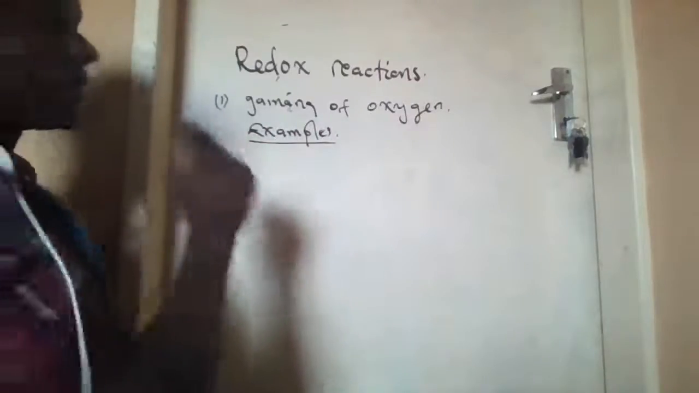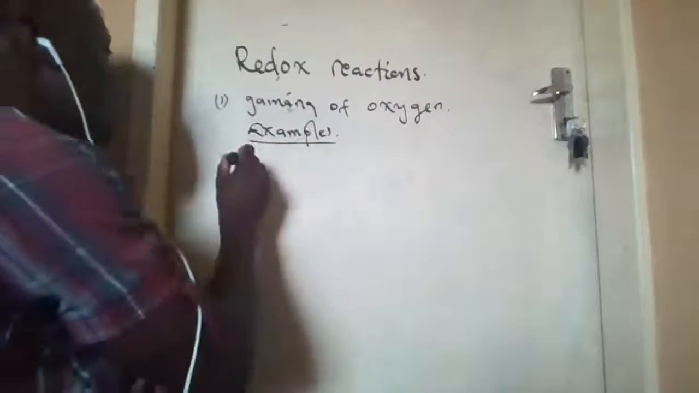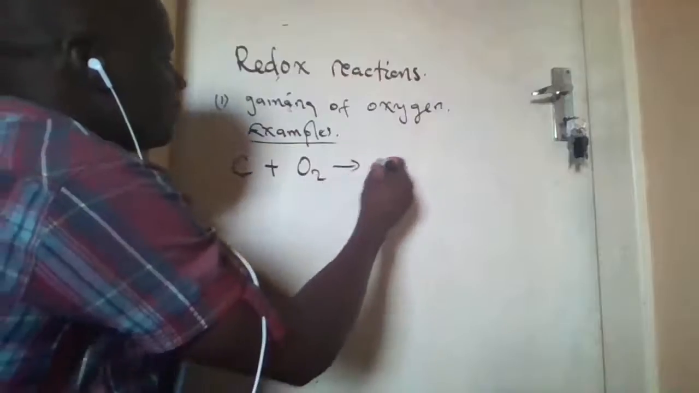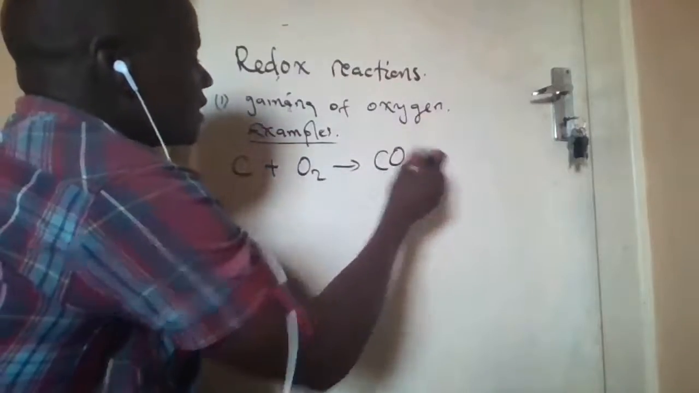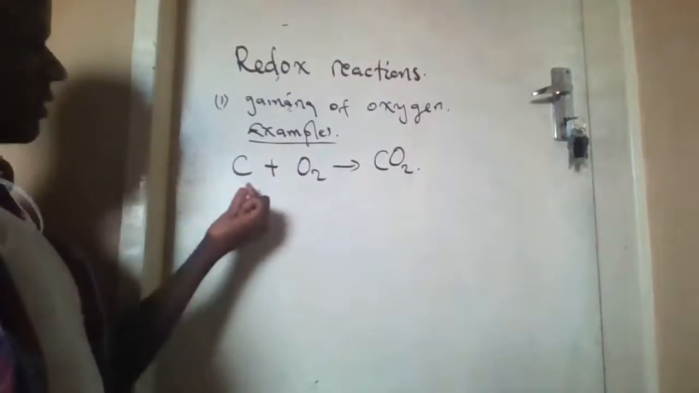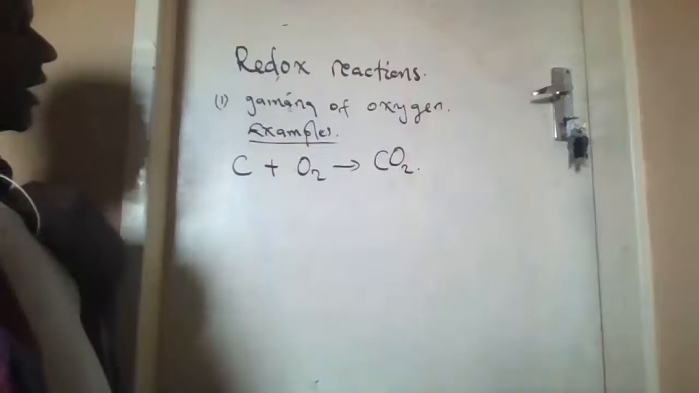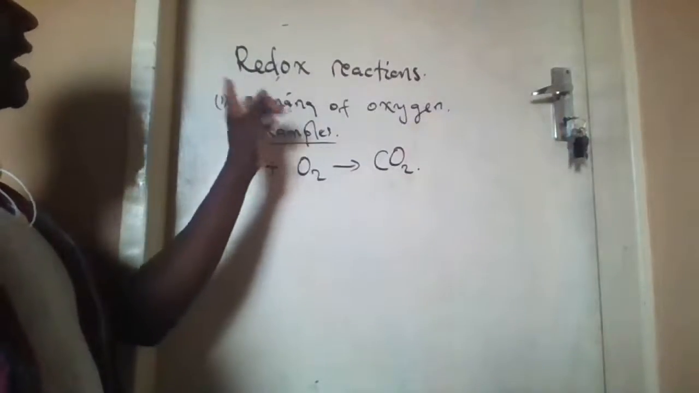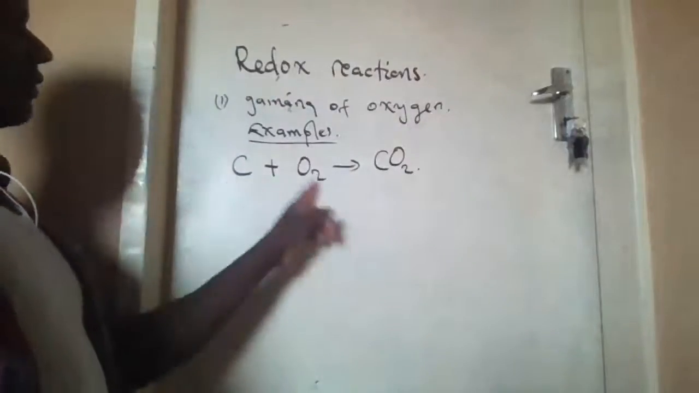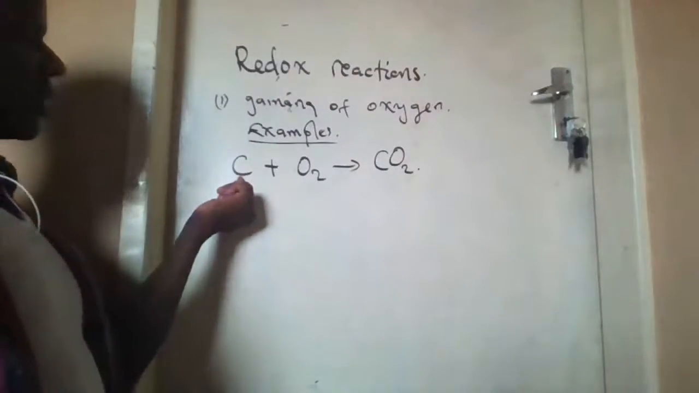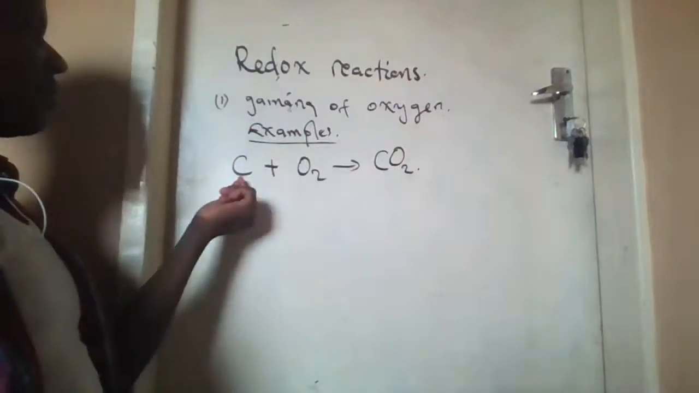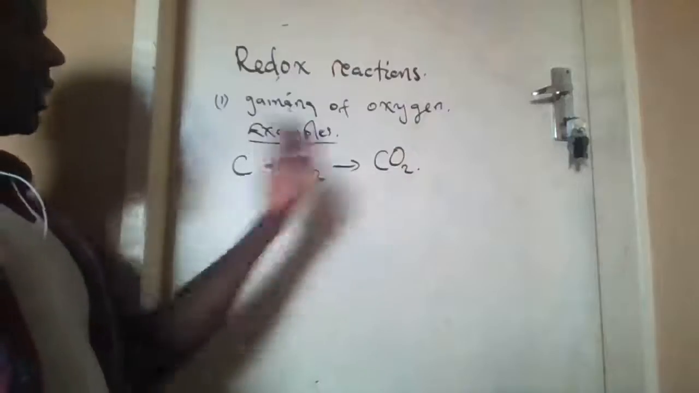Examples in which you can define oxidation in terms of the gaining of oxygen. One, you can have carbon. Carbon reacts with oxygen, then you form carbon dioxide. So in this example, we have got two chemical species. We have got the carbon, we also have the oxygen. But we are saying that the oxidation is going to be defined in terms of gaining of oxygen. So which one of the two has gained the oxygen? It is carbon. So carbon has been oxidized to carbon dioxide. Why? Because it has gained the oxygen to itself.